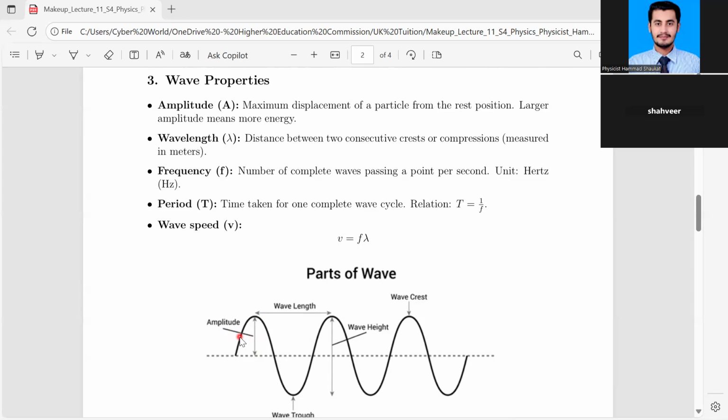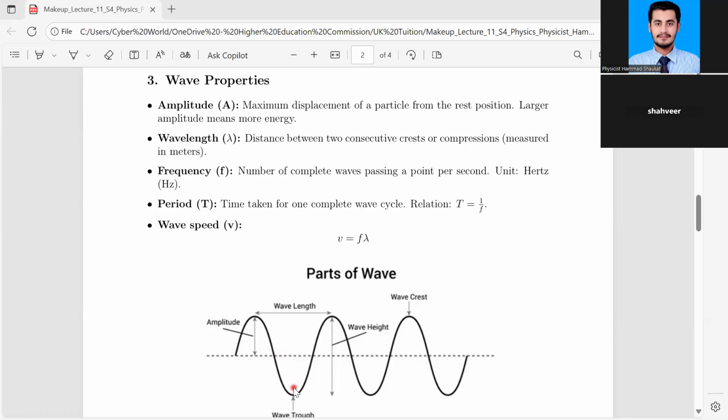So the highest distance from the mean position to the maximum position is known as amplitude. Amplitude can be found in a crest or in a trough as well. If you calculate the distance from the mean position to this maximum point, even if it is negative, it is also the amplitude. Amplitude is denoted by x naught. So if you consider this amplitude, you will say plus x naught, and this one is minus x naught because this amplitude is in the trough.